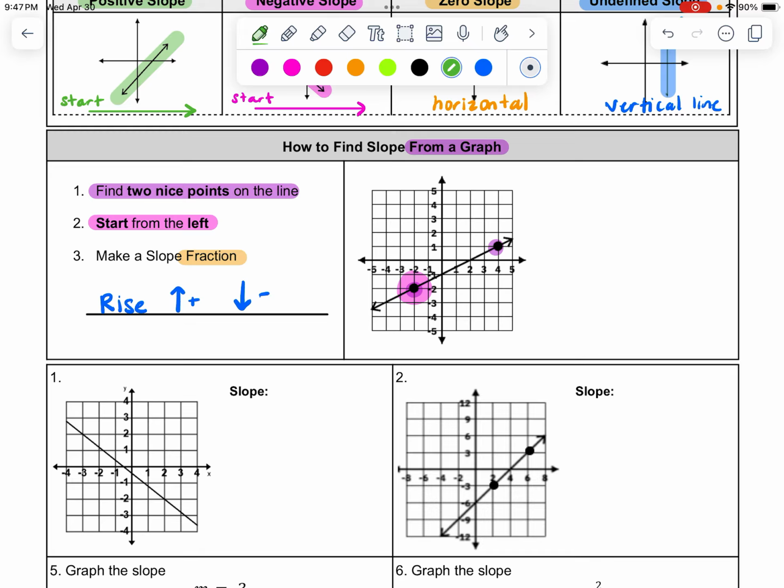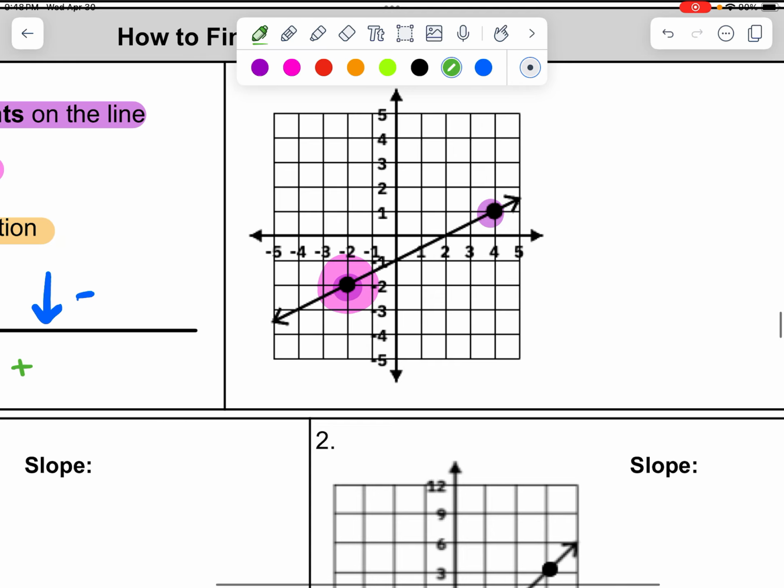The bottom number of our slope is what is called the run. Now remember, we're starting from the left side of the graph, so our run is always going to be to the right, which means our bottom number is always going to be positive. Let me show you what I mean. I'm going to zoom in really close on this graph, and I'm going to erase some of my highlighting just so you can see what I'm doing.